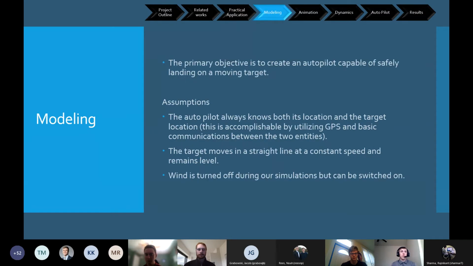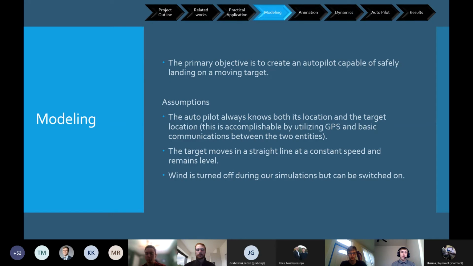I'm going to take it back over for the modeling. As we said before, the primary objective is to create an autopilot capable of safely landing on the moving target. In order to complete this project, we had to make a few large assumptions, such as the autopilot always knows the location of the target and itself, along with the course heading of the target. Also, we had to assume that the target moved in a straight line at a constant speed and remained level.